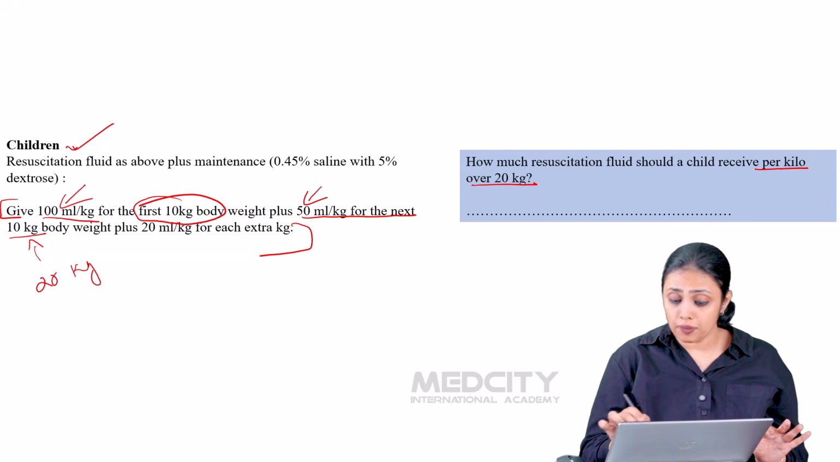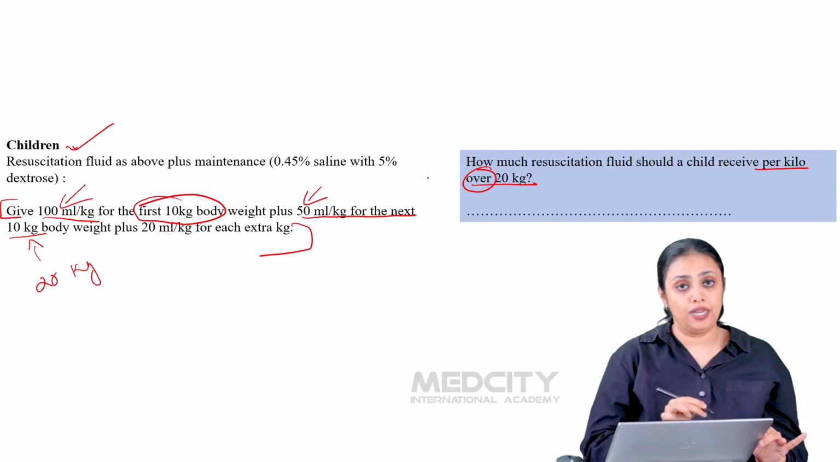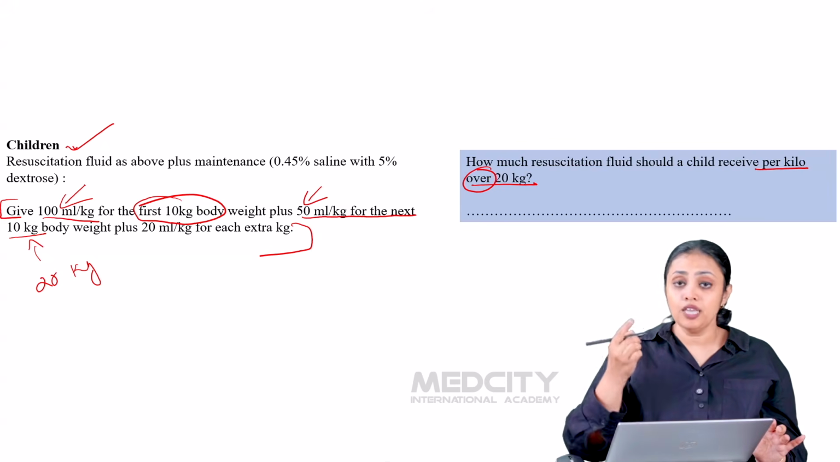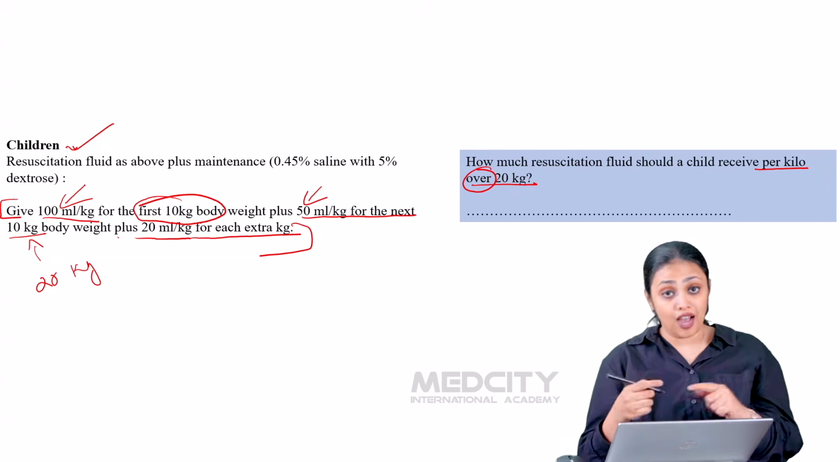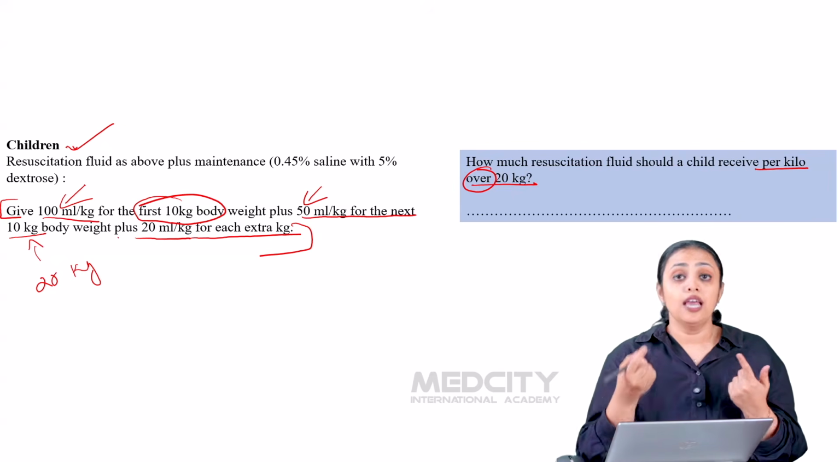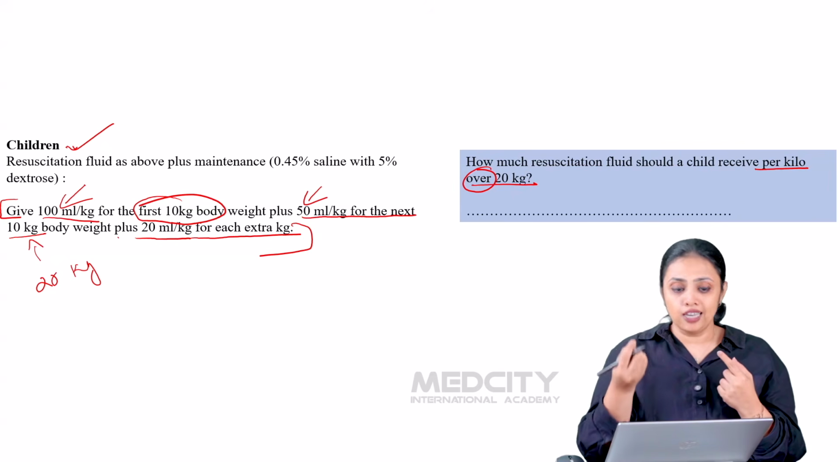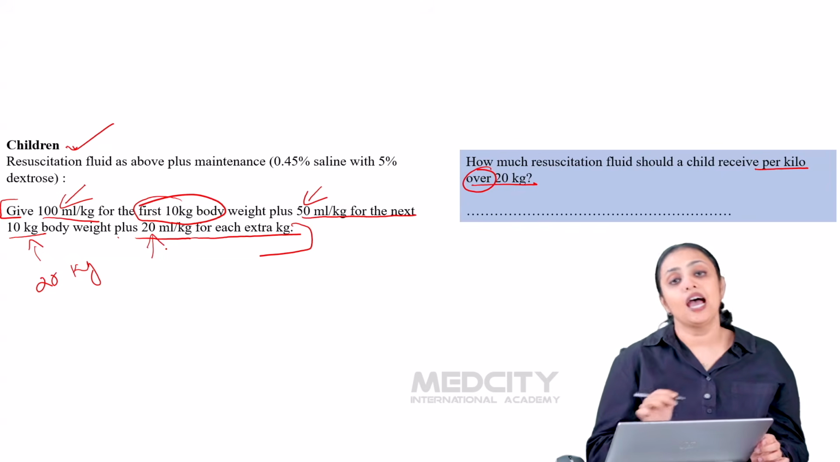But the question is not about 20 kg, it is over 20 kg. How much should be given if it is more than 20 kg? So what is given here? Plus 20 ml per kg for each extra kg. After 20 kg, what they have said is that for every single kilogram, 20 ml should be added on.